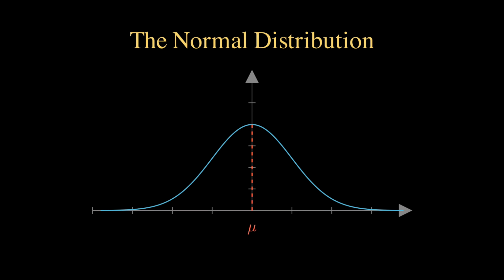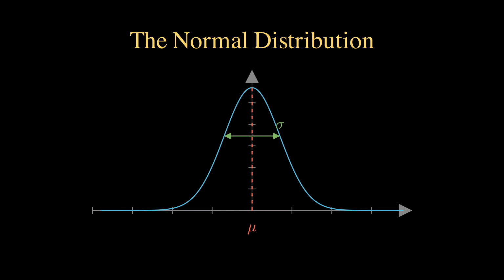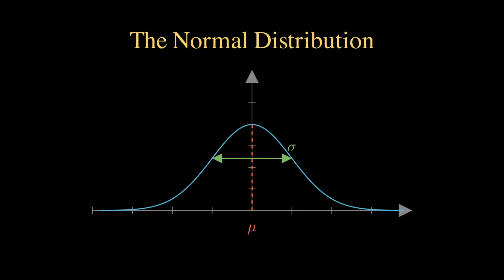Then there's sigma, the standard deviation. It controls the width. A large sigma gives you a wide flat curve. A small sigma makes it tall and narrow. So really, picking a normal distribution just means choosing mu and sigma.